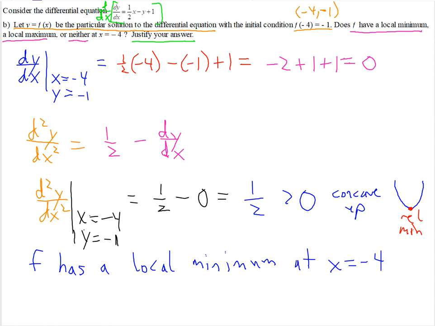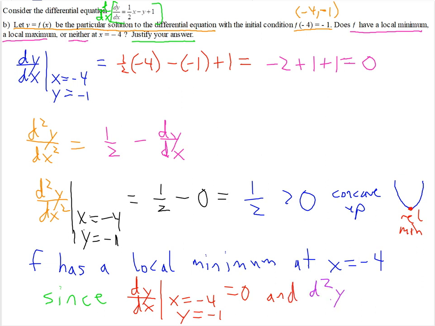And your justification would be: since, and you can just use the notation we used right here, since the first derivative, dy dx, specifically at x equals -4, y equals -1, equals 0, and the second derivative, d squared y dx squared, at x equals -4, y equals -1, is greater than 0. That would be our answer with justification.